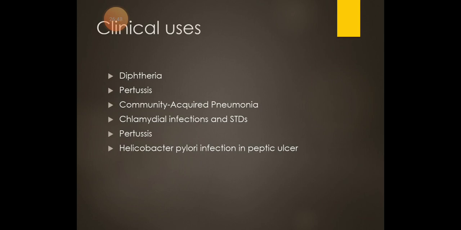Fidaxomicin is not that important from this group, but it has a specific use. It is having a narrow spectrum action, and you can prescribe this drug in case of Clostridium difficile. It is poorly absorbed when given orally. It is usually given 200 milligram twice a day for a period of 10 days. So these are a little bit about the clinical uses of macrolide group of antibiotics.